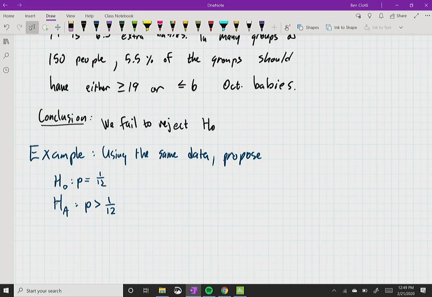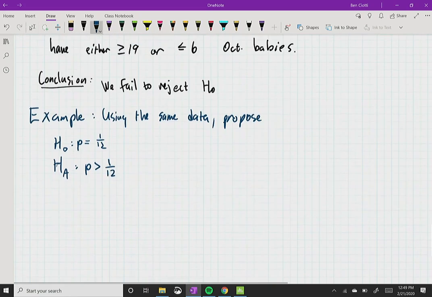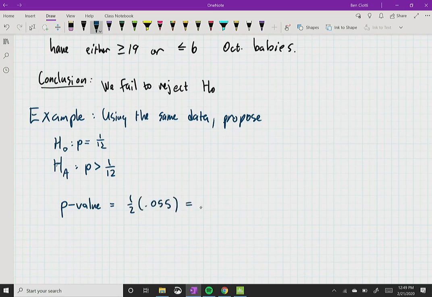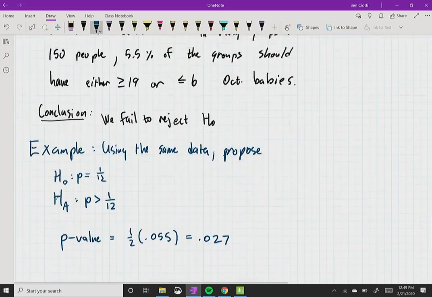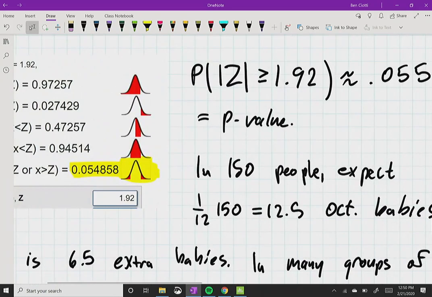So the question is, should we reject this hypothesis? I'm running low on time, but I'll just tell you the p-value here is 1/2 of what it was before, which is about 0.027. I'll show you what we're looking at for this test, this area right here. 0.027 is our p-value because this is a one-sided test. Should we reject this hypothesis?